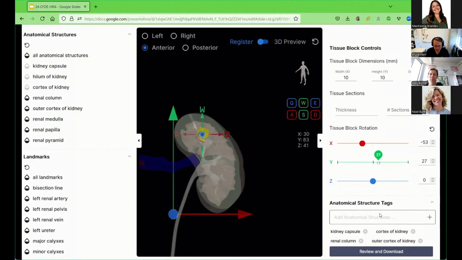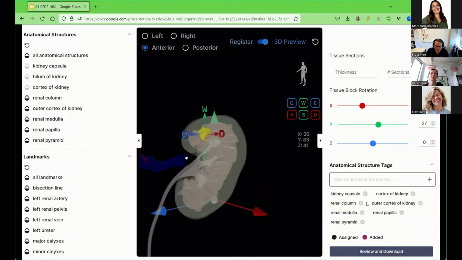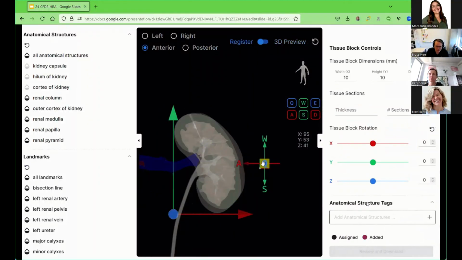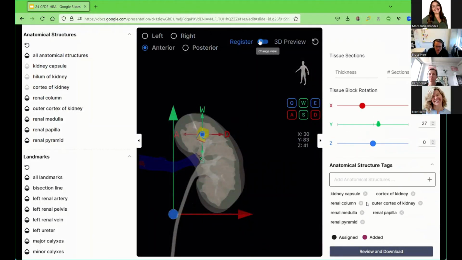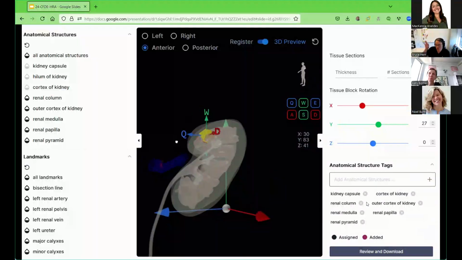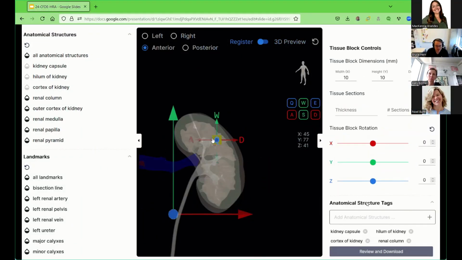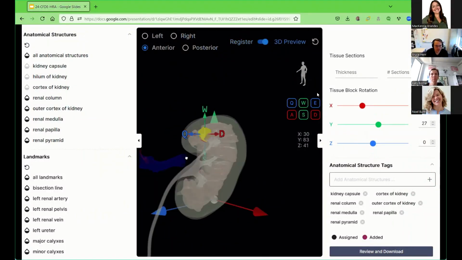You see on the bottom right, these anatomical structure tags. Those are Uberon terms. So this will say, this tissue block is colliding with a kidney capsule, cortex of kidney, and other things, so that from that extraction site, we can know, before we even look at the data, some of the anatomical structures that may be in that data, based on the placement of that tissue block.